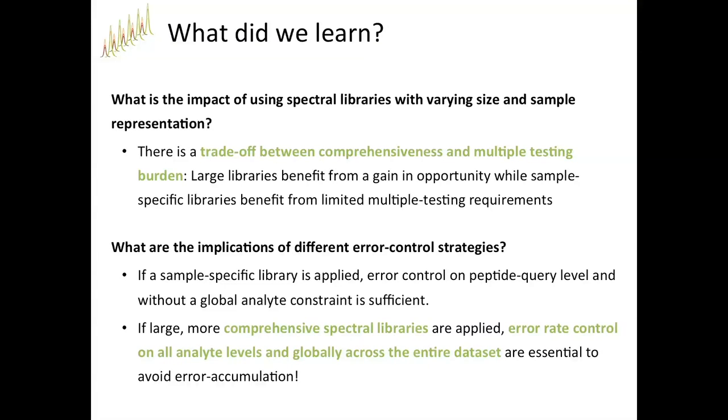The second question was, what are the implications of the error rate control strategies? And we realized that for sample-specific libraries, error rate control on the peptide query level, as we have done in the past, is sufficient. But as soon as you go to large cohorts and use comprehensive spectral libraries, it is essential that you perform protein level FDR control and that you assess the error rate across your entire data set in a global fashion.